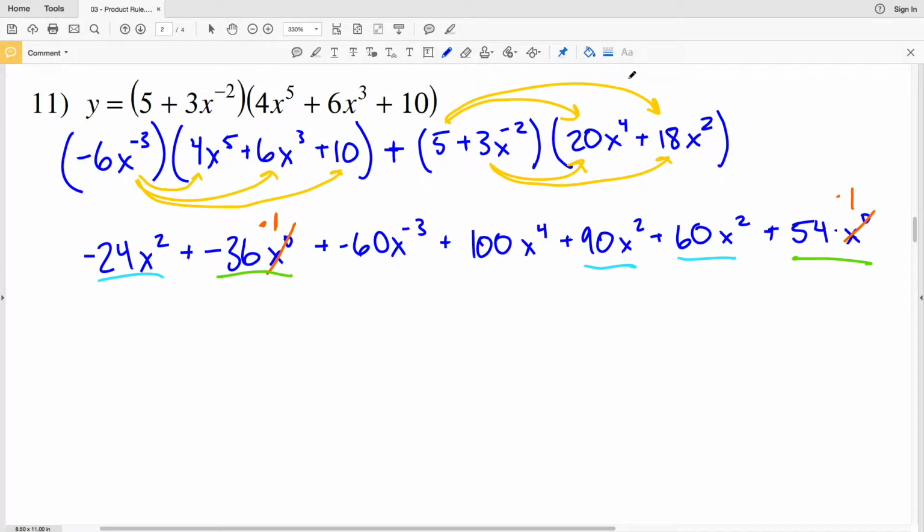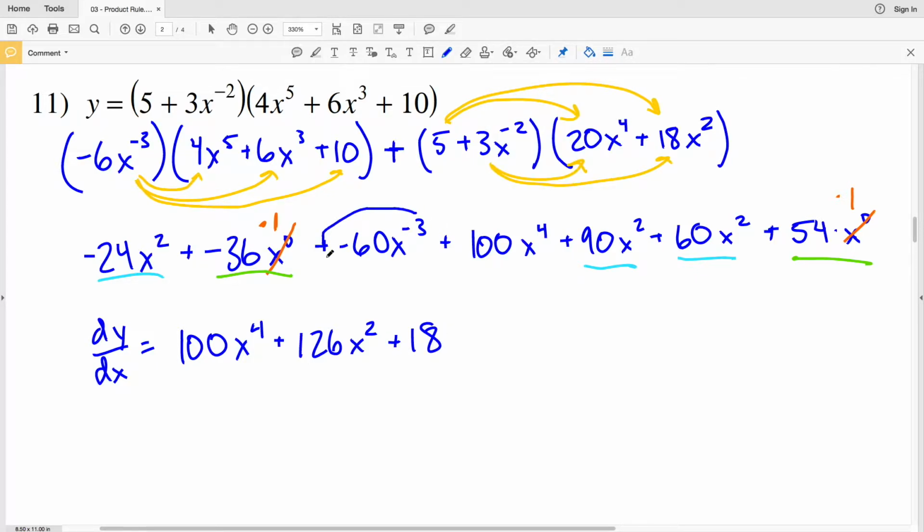So writing this in order of degree, we'll have the derivative of y with respect to x equal to 100x to the 4th plus, now time for my x squared terms, negative 24 plus 90 plus 60 is 126, so that's a positive 126x squared. Now time for my constant, negative 36 plus 54 is a positive 18. And then lastly, negative 60x to the negative 3, that's subtracting 60 all over x to the positive 3.